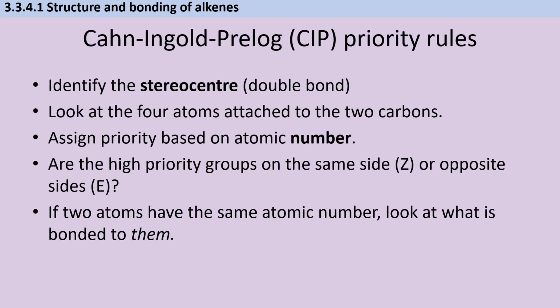That sounds very straightforward, but what do we do if that stereocenter has got 4 carbon atoms bonded to it, because then they all have the same priority? Well, in that instance, we're then going to look at the atomic numbers of the atoms that are bonded to those carbons.